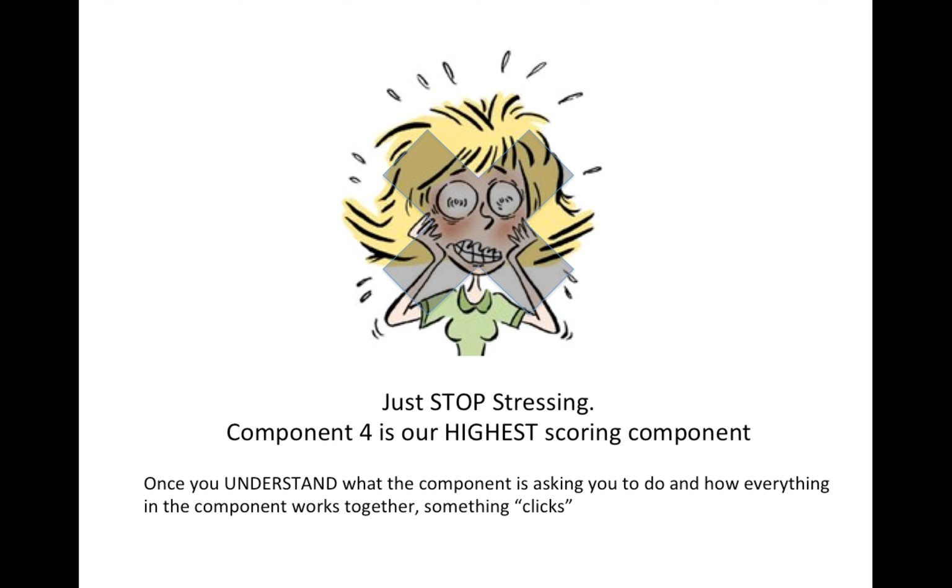People are either on one side of the fence or the other about Component 4. I will let you know that Component 4 is our program's highest scoring component. We have people every single time score a 4.0 or higher on Component 4. Keep in mind, 3.75 is as high as you can get. Once you understand what the component is asking you to do and how everything works together, something clicks. You have to look at this component as one component. If you separate every single part of it, you're going to make it a lot harder than what it is.